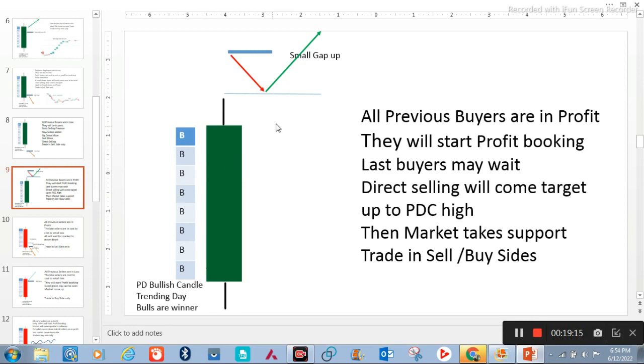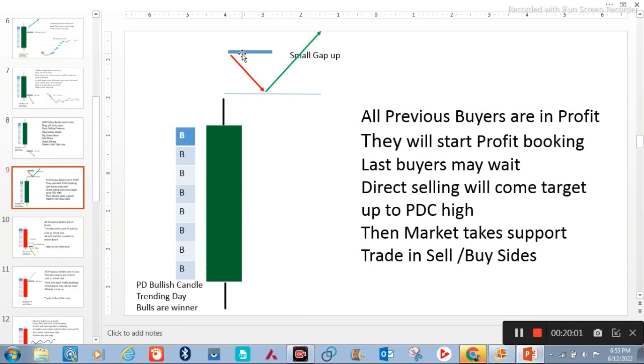Then the market will again move upside, because all are happy buyers only. Here we have two opportunities: one is a selling opportunity and another is a buying opportunity. In this market, it will take support here. We can trade in both sell and buy mode. We can sell in the down move and also buy in the uptrend. This is the situation. What is the situation? The previous day is the trending day, a bullish candle.